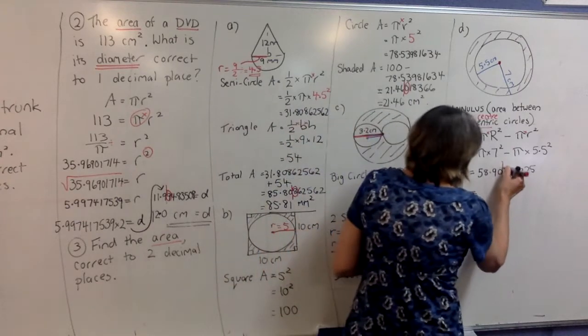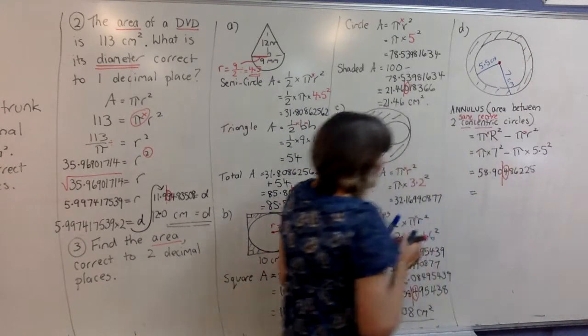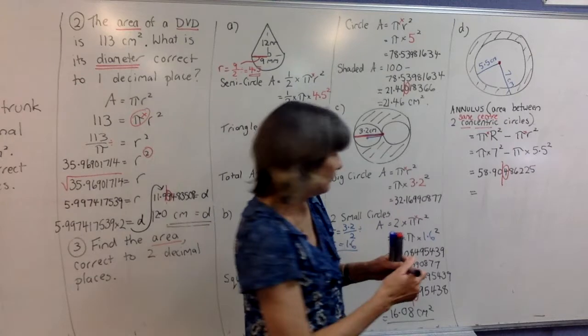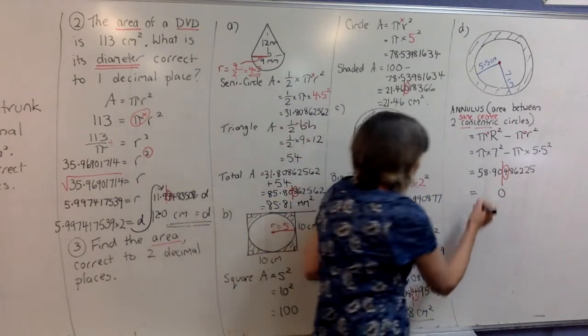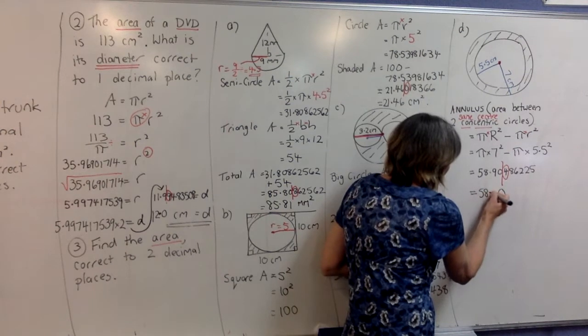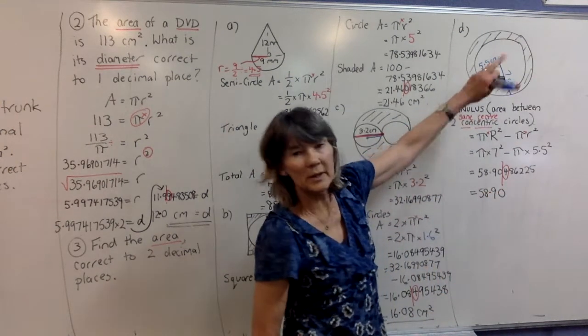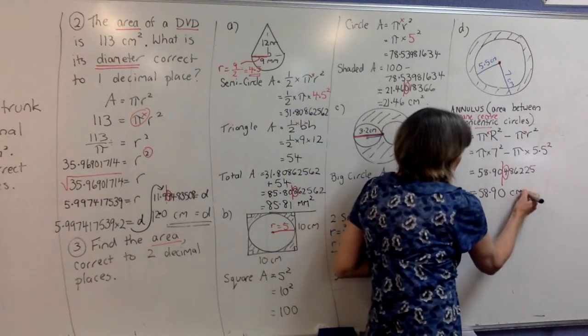Now we're rounding to 2 decimal places. That circled digit is less than 5, so the number before the line will stay as a 0. Copy everything before that. And we're dealing with centimetres, and it's squared for area.